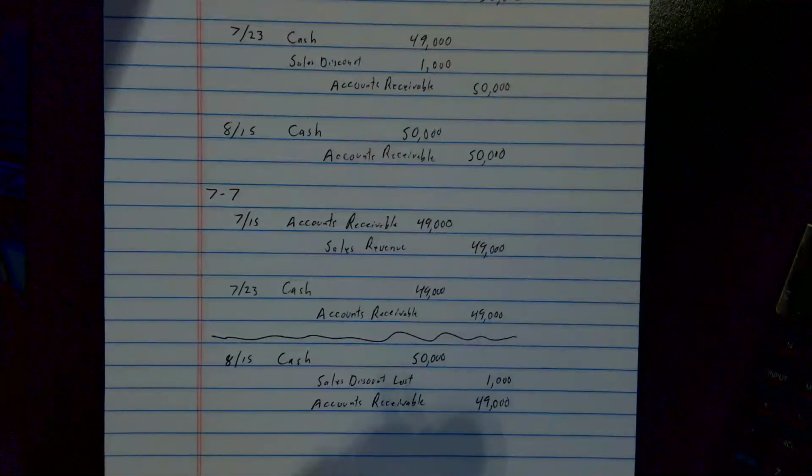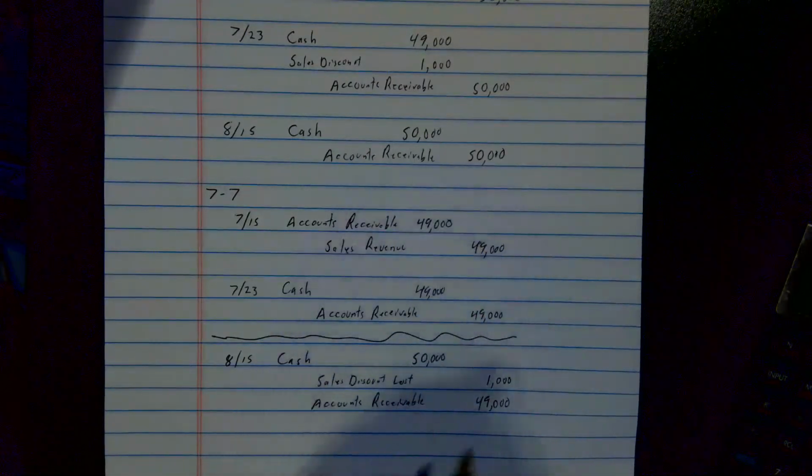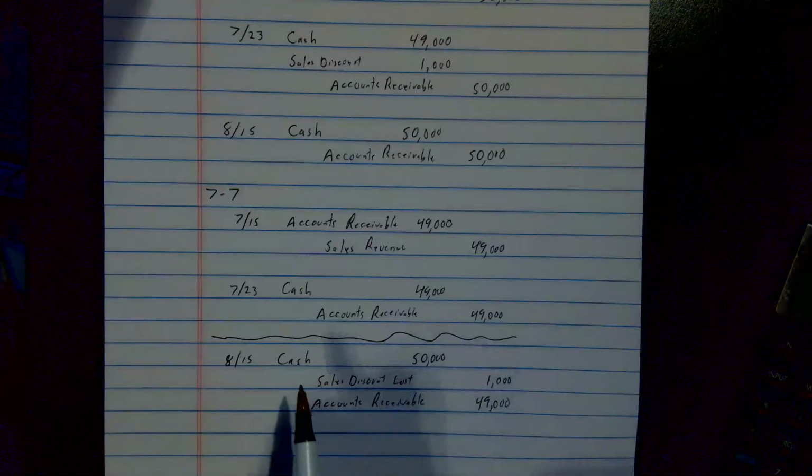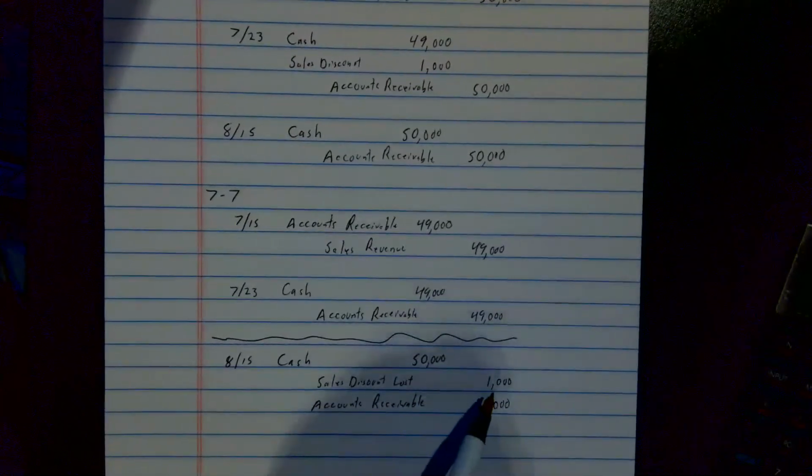So that would be reported when we prepare our income statement. That would be netted with our sales revenue. So we'd have the sales revenue of $49,000 plus the sales discount lost of $1,000, and that would give us the $50,000 sales revenue. All right, so that's exercises 7-6 and 7-7.